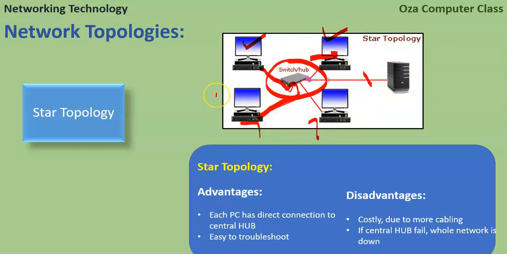But the problem is, if the central device fails, if this hub goes down, or there is some problem with the hub or switch, the complete network is down. There are again solutions available nowadays, where you can keep two switches in parallel and keep the network running. But it is costly due to more cable length required, and each computer has a separate connection with the central device. Central device investment is also required. So if the central hub fails, the network is down. This was star topology.